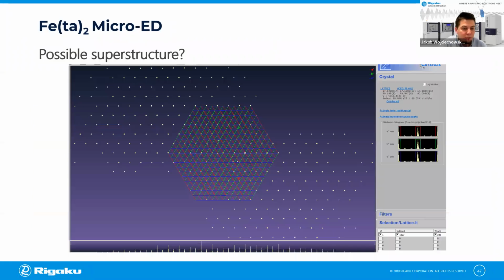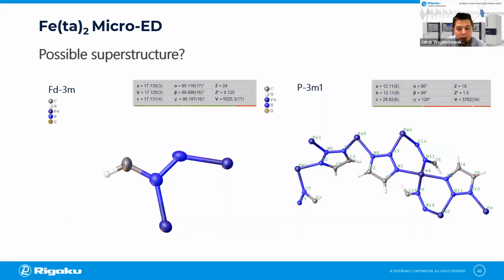I scanned, of course, more than one grain, and one of the grains showed very nice superlattice peaks. So I collected a longer data set on this grain, and I was able to find a possible superstructure, or maybe the crystal or material just starts to decompose with electrons. Because when we look at the coordination, this is the same crystal structure as predicted for the powder, but in a different space, of course with a larger unit cell.